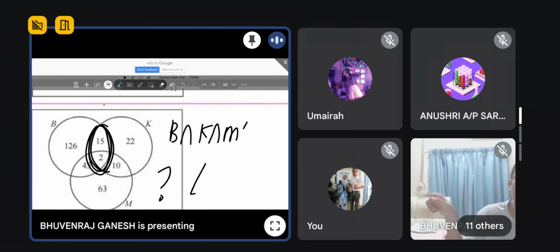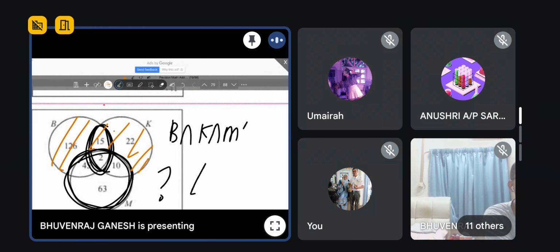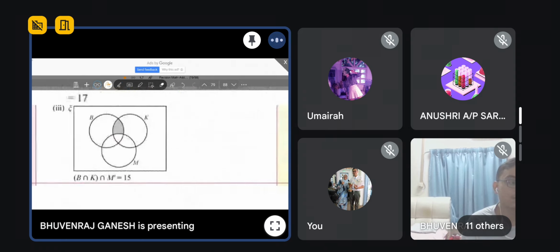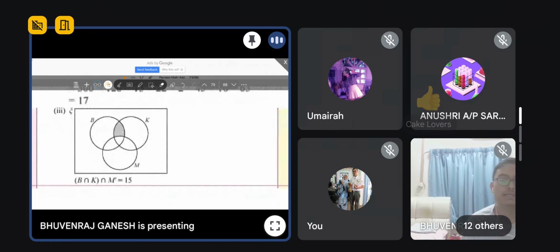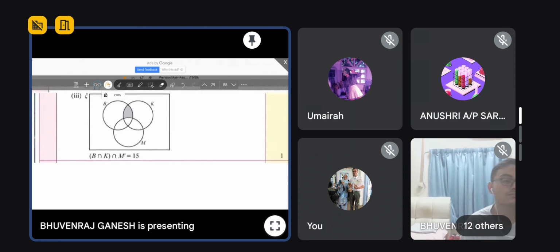Betul? This is B intersect K. Intersect M prime. M prime mana, guys? M prime adalah di luar yang ni. Outside of this. So that means M prime is all of this. So titik persilangan yang merah dan kuning adalah nombor 15. So the answer is 15. Can you all get it? So this is the concept for number 3. So you can answer like this.